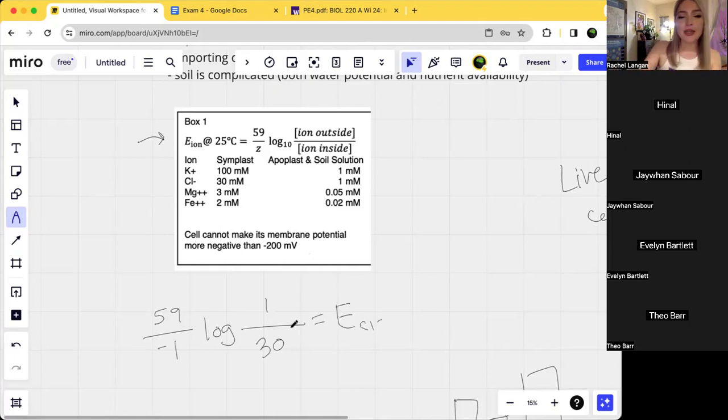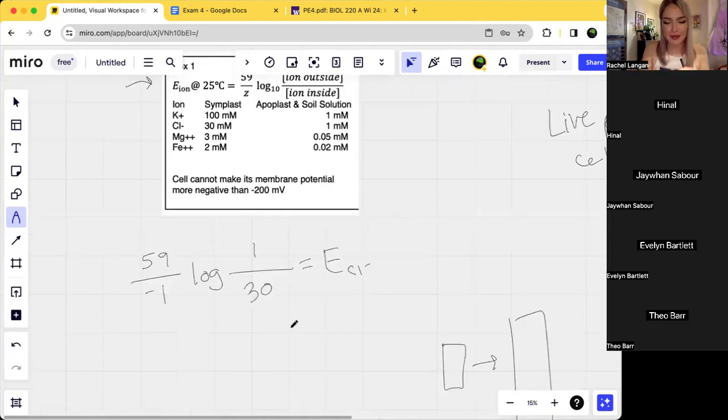Now let's all calculate it, because I always make mistakes when I calculate. Or if someone's really confident and they just want to shout it out because they know the answer.